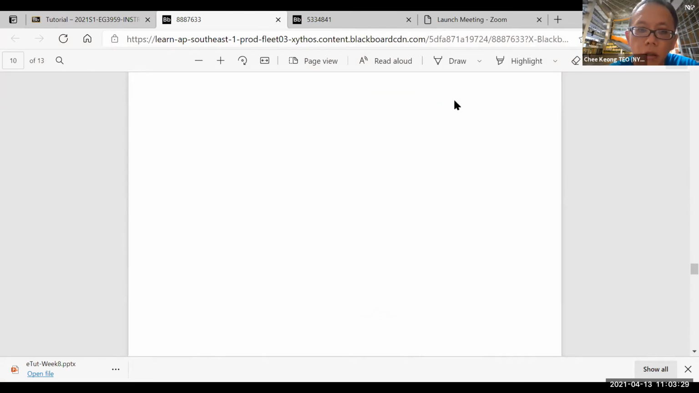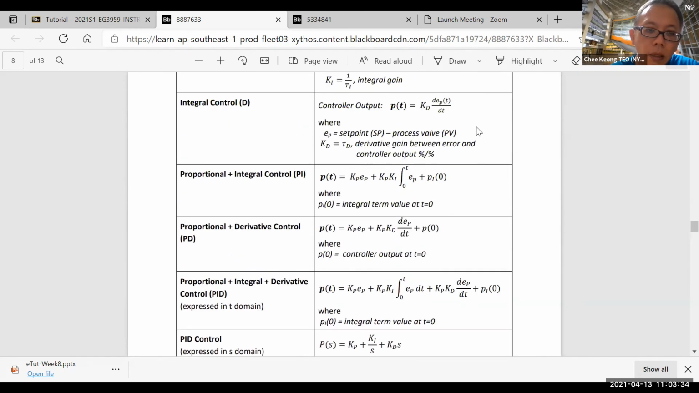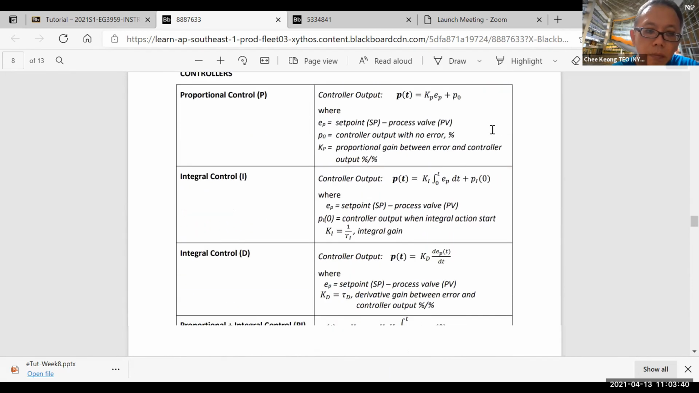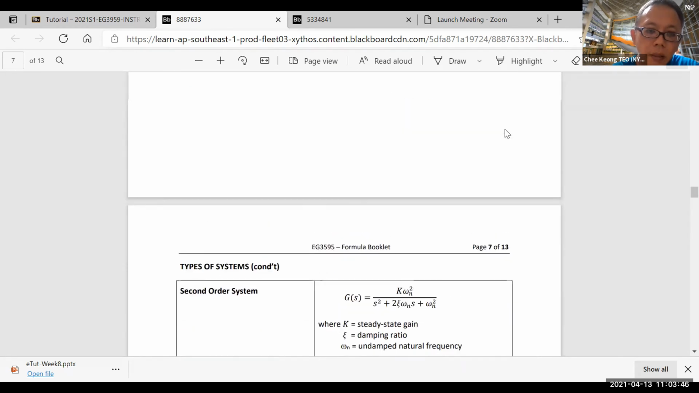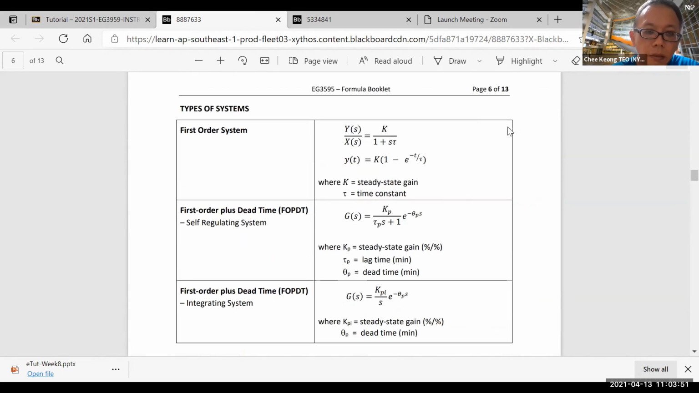I scroll to the first order plus dead time. Of course, it's before PID. No, this is PID already. Rise time, settling time. Here. Now, first order plus dead time, self-regulating. It mentions that the gain must be percentage over percentage, right? But sometimes you can't get percentage over percentage because for that particular question, there is none. So you got no choice.